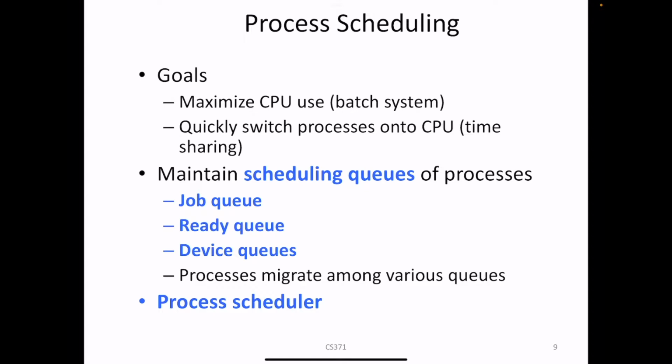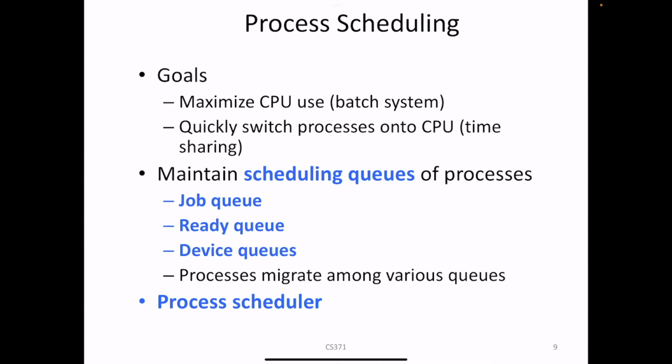More specifically, the operating system needs to maintain a number of scheduling queues of processes. For example, the job queue will hold all the processes submitted to the computer system. On the ready queue, all the processes in this queue are in the ready state. So whenever the CPU is available, the chosen process in the ready queue can be put on the CPU and executed immediately.